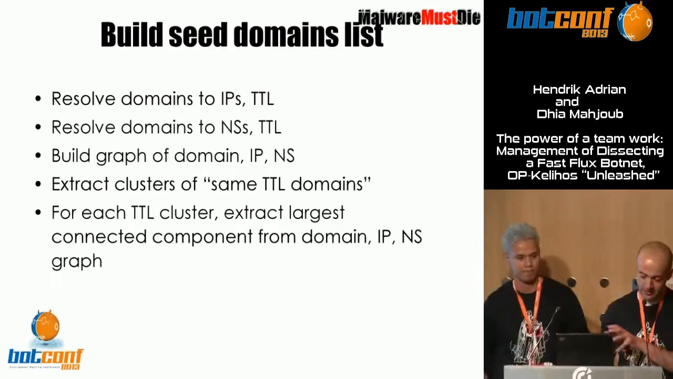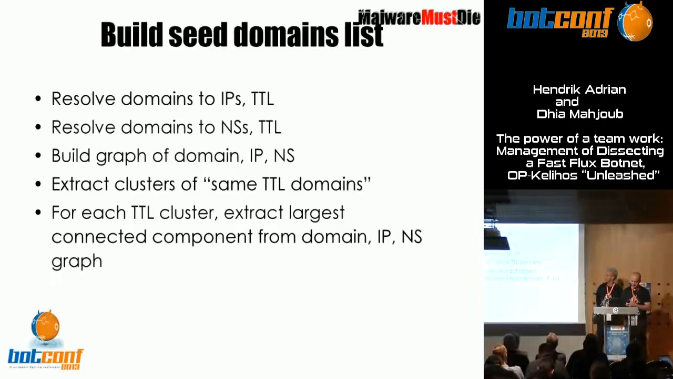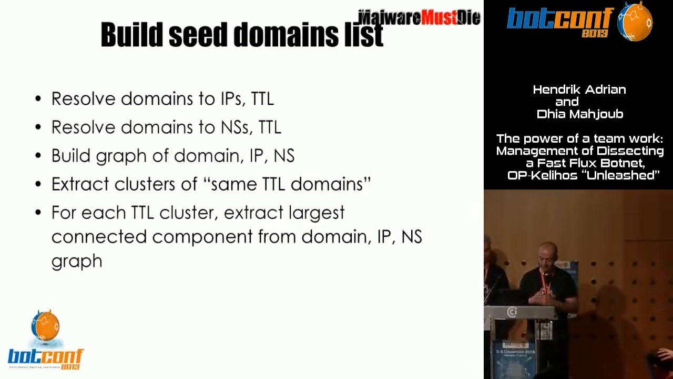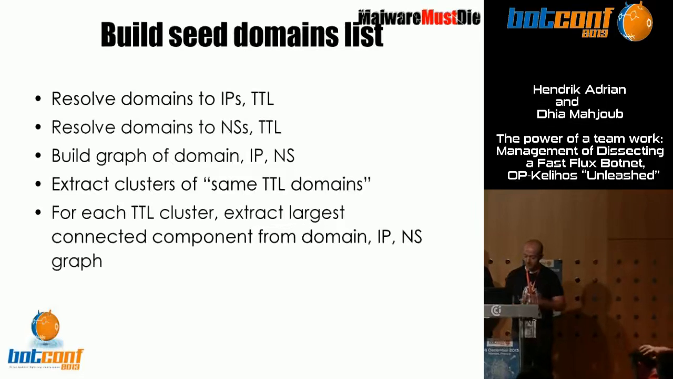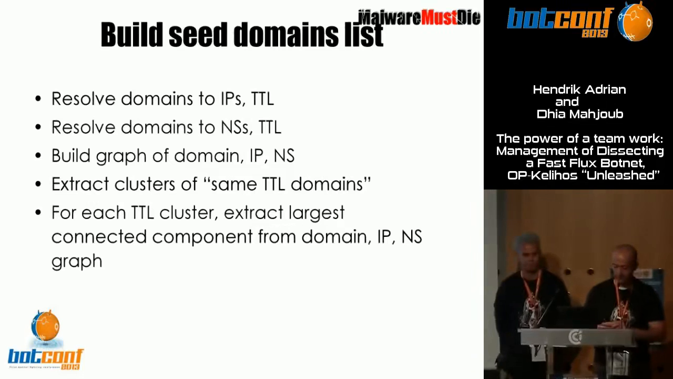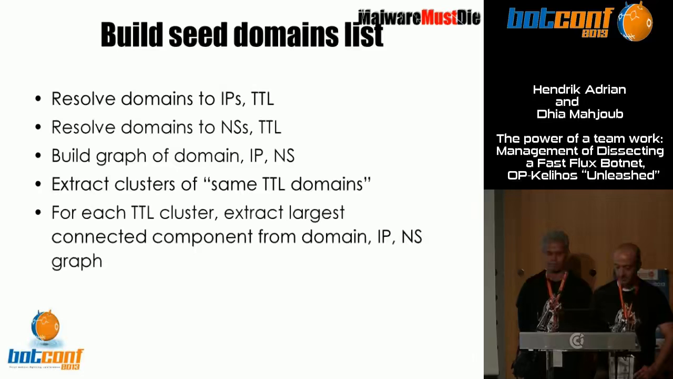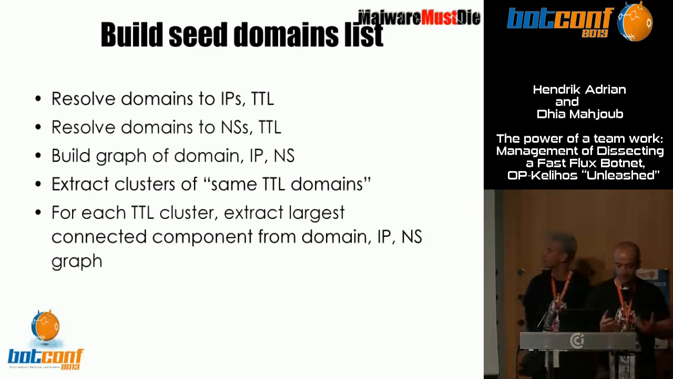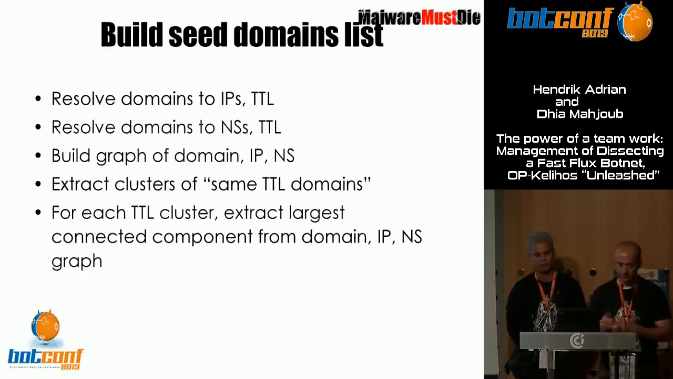So you start with that seed list of domains, and you resolve them to IPs, TTLs and name servers. Then you build a graph of the domains, IPs and name servers, and you are only interested in a specific TTL, because usually they have the same infrastructure or setting. So the same TTL tends to be together, not always. For each TTL equal X, we extract the largest component, linked via IP or name server. This is pretty efficient to extract either TTL 0, which is Kelihos, or other botnets, like TTL 150 or 300 seconds or 1440, like it was described earlier this morning.